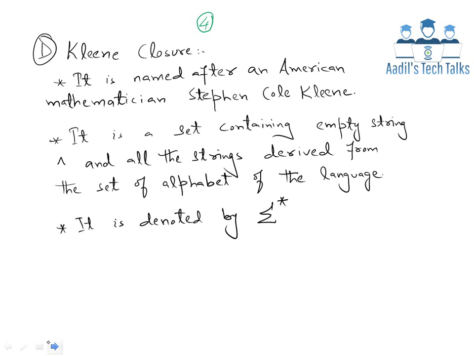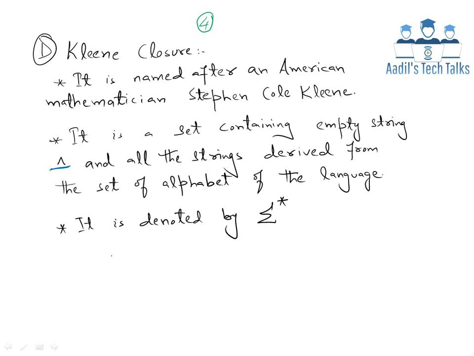The next thing is Kleene closure. It is named after an American mathematician, Stephen Cole Kleene. It is a set containing the empty string, that is the null string, and all the strings derived from the set of alphabet of the language. It is denoted by sigma star.